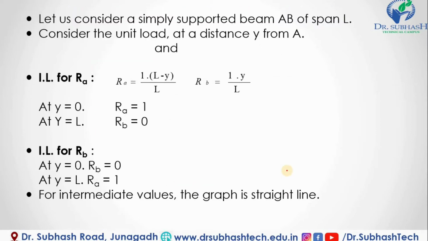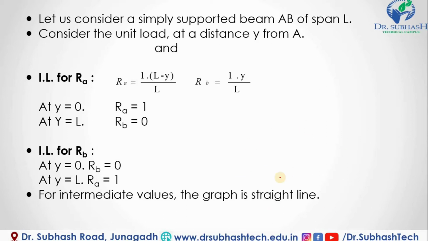As I said, let us consider a simply supported beam AB of span L, considering the unit load at a distance y from A. First we draw the influence line for RA. So for RA we take 1 into L minus y, because the remaining portion, 1, is multiplied by the right-hand side portion. So L minus y gives the span from the unit load at point C to B, and the total span is L, and RB is 1 into y divided by L.